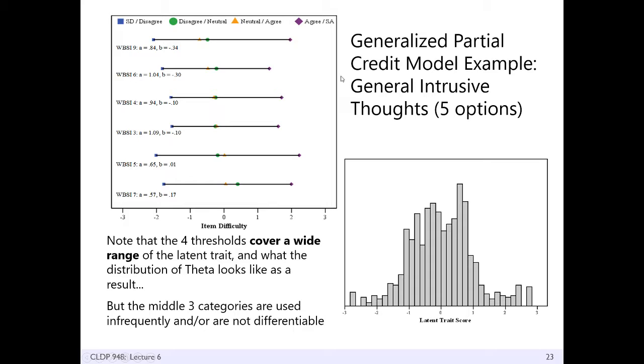Here's another example. These are some data that I fit in helping someone with a grant proposal. This is the General Intrusive Thoughts Questionnaire, where there were 5 options, and I plotted the range of step values. So this is more intuitive, I think, to present than the graded response model that we looked at last time, because each of these blue dots is the amount of theta that you need to go from strongly disagree to disagree. That happens around -2 standard deviations or so.